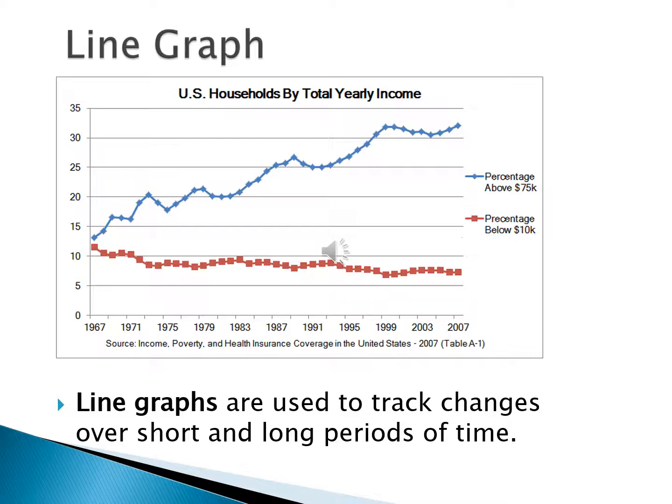So here you can see at the bottom, we have the years 1967 through 2007. And what we're doing is we're looking at the number of households that have a total income above $75,000. And you can see what we call the independent variable and the dependent variable. You're showing how one impacts or has a change over the other. And we usually use these over long periods of time. You don't have to, obviously you can use them over short, but they're typically used to track changes over long periods of time.